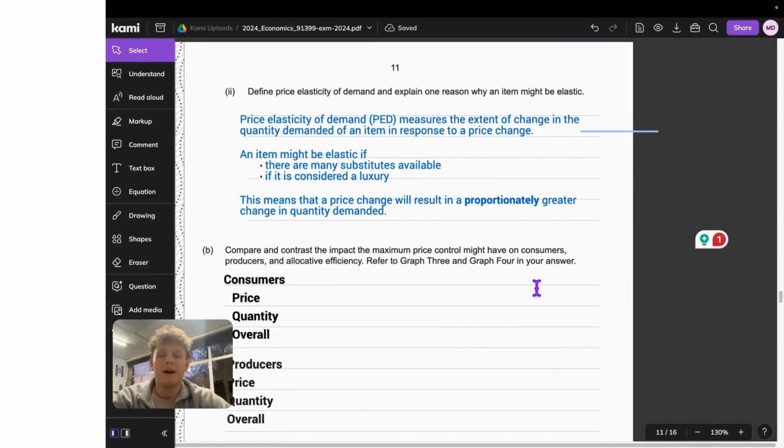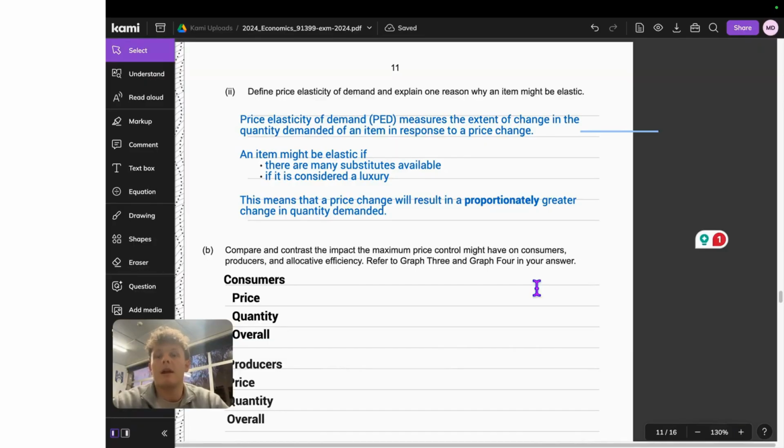Define price elasticity of demand and explain one reason why an item might be elastic. So define is a classic question here, and we should be able to define all the terms that we use. In this case, price elasticity of demand measures the extent of the change in quantity demanded of an item in response to a change in price. Another word you could use in there is responsiveness. So how responsive is a change in quantity demanded to a change in price?